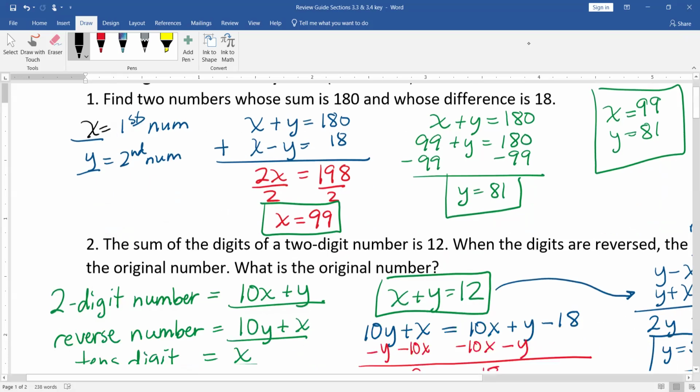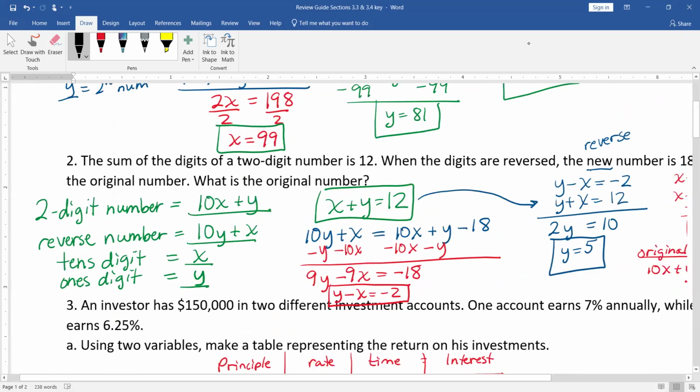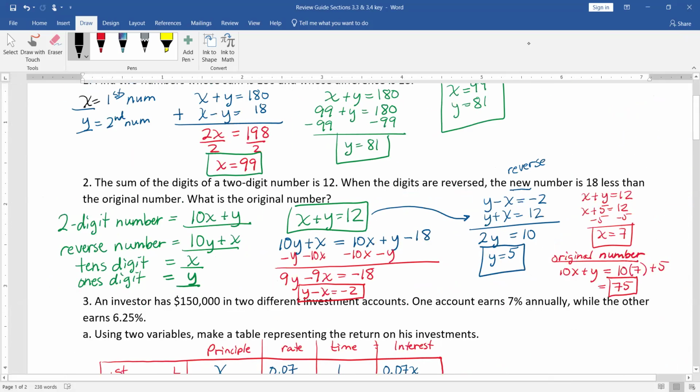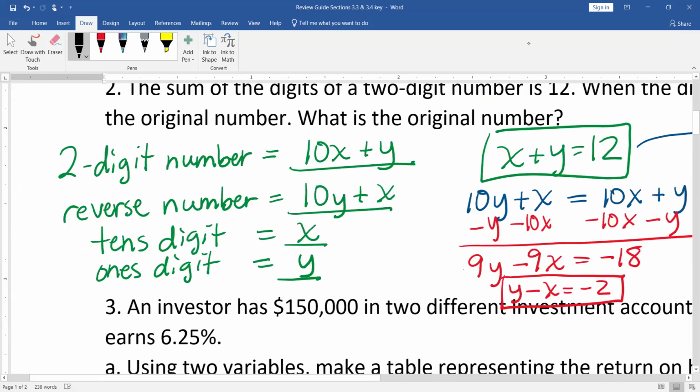All right, so for number 2, let's zoom out just a little bit. Okay, there we go. And you might want to do these on a separate sheet of paper. I forgot to space it out a little bit so you had more room. This is one of those where we have a 2-digit number. So first thing we have to do, whenever you have a 2-digit number, you represent the 2-digit number.